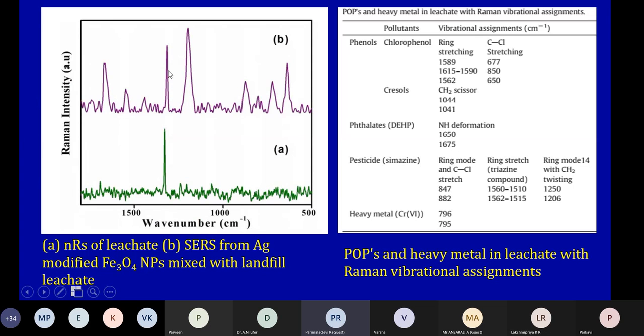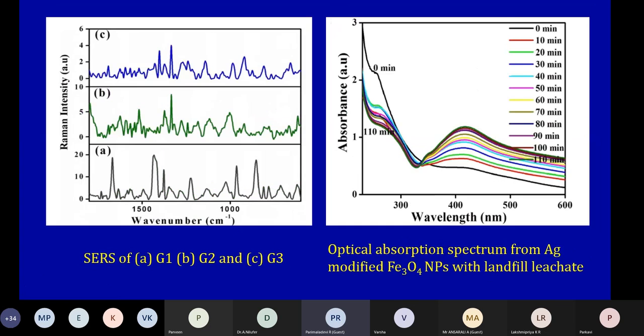Okay, we did that, and next this is for different areas. G1 is 25 meters away from the dump site. We collect leachate from 25 meters away, and G2 is 50 meters away from that, and G3 is 75 meters away. All of these contain pollutants. Next we try to degrade that pollutant.